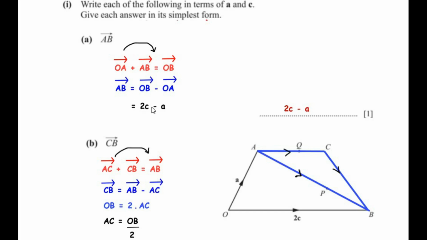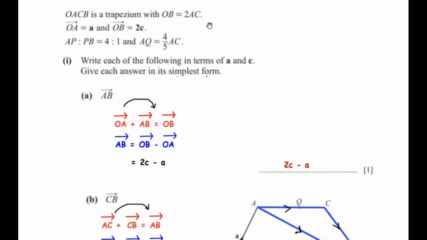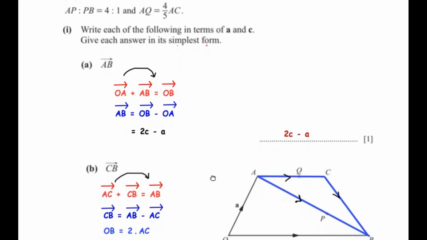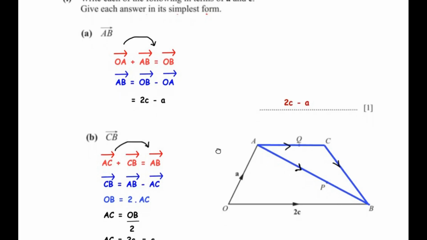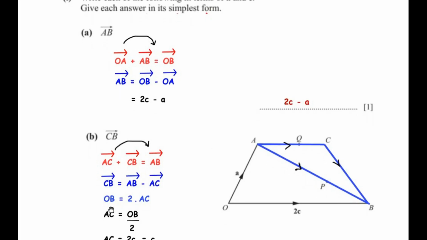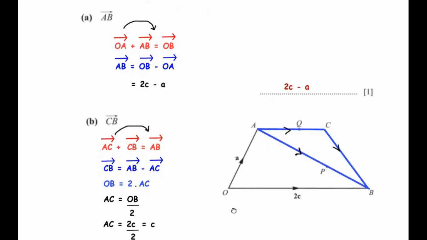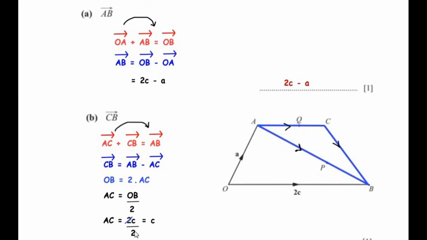Now we know the value of AB, that is 2C minus A, but AC was not given in the question, but a hint was given that OB is equal to 2 times AC. So we are going to make use of this hint and write over here, since OB is equal to 2 times AC, AC will be equal to, taking 2 on the other side, it divides OB. So AC will be equal to OB over 2. Now OB value is given to us, that is 2C. So AC will be equal to 2C over 2. Now 2 divides 2, giving the value of AC as C. So this is what we get over here for AC.